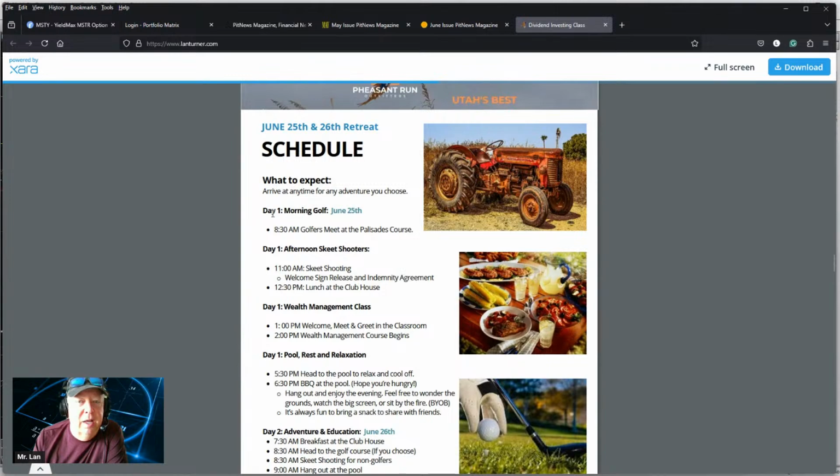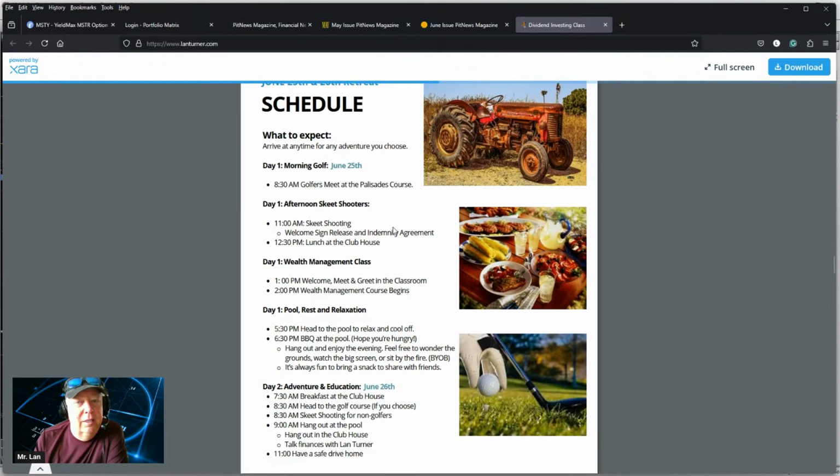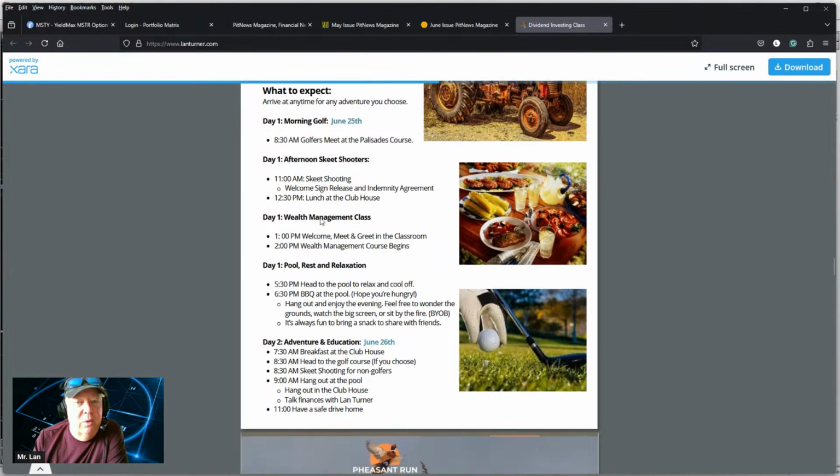On morning, day 1, June 25th, if you want to go golfing with the crew, it's at 8:30 in the morning. We're just going to meet at the Palisades Golf Course, there in central Utah. And then come up to the ranch after you're done golfing with everybody. And then if you want to, you can shoot some skeet after golf. And then we're going to have the lunch. So you'll have a nice lunch.